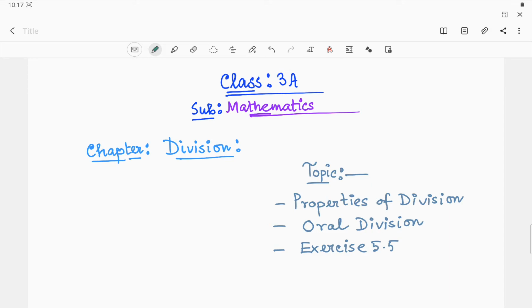We are in the chapter division, and today we have come up with a new topic, that is the properties of division, oral division, and the exercise 5.5, that is on your page number 90. Clear? So let's start with properties of division.